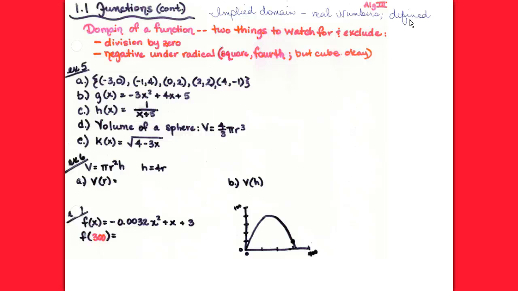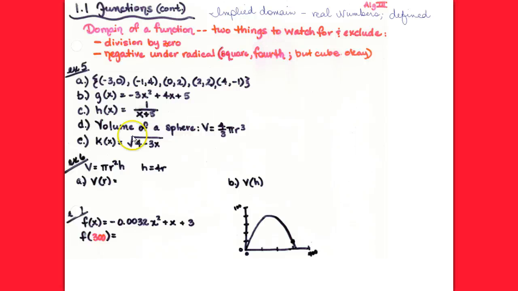So that leads us to our domain. Our domain is going to be all real numbers unless we have division by 0, because that's undefined, or we have a negative under a square root or a fourth root or something like that, because that's imaginary. Now you can take the cube root of a negative number. You just can't take an even indexed radical of a negative number, right? What do we mean by even index number?